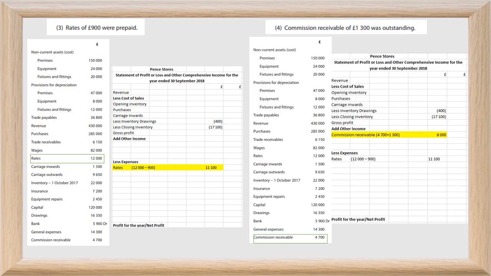Next, commission receivable outstanding indicates commission relevant for the year not yet received. Therefore, the outstanding figure of 1,300 should be added to the trial balance figure which indicates only the commission received. This answer should be recorded as an other income in the income statement.